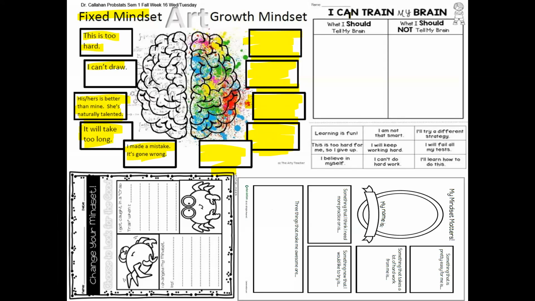Okay. And then I want you to come up with some scenarios. What should I tell my brain? I can train my brain. What should I not tell my brain? And I want you to go ahead and give me 3 each here. And actually, these are the statements. You can go ahead and just put them right there.